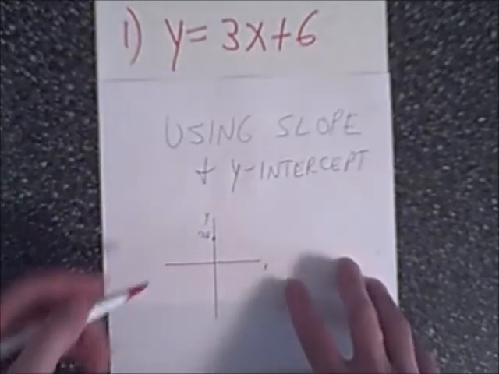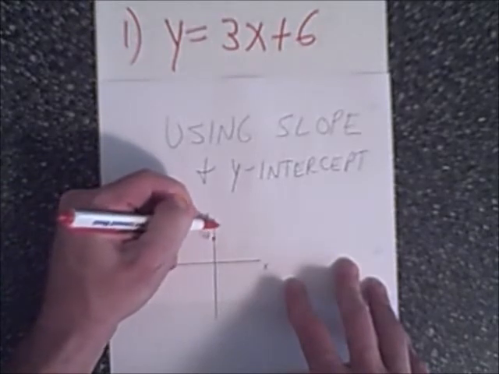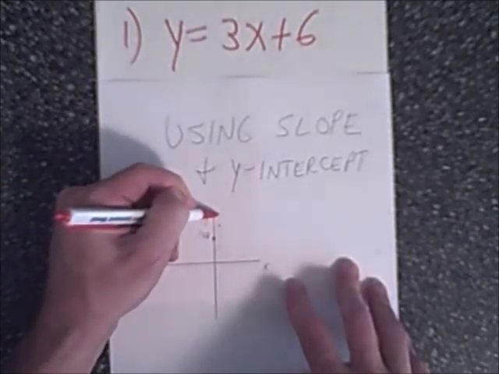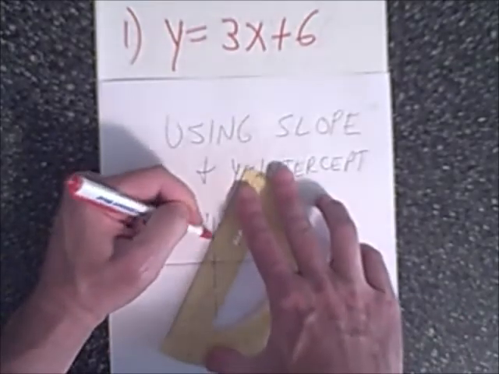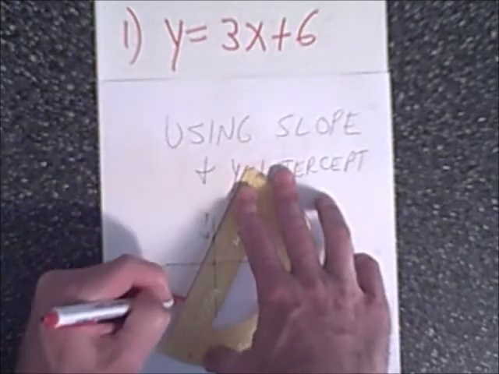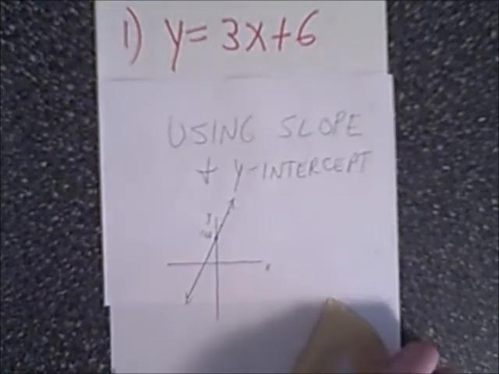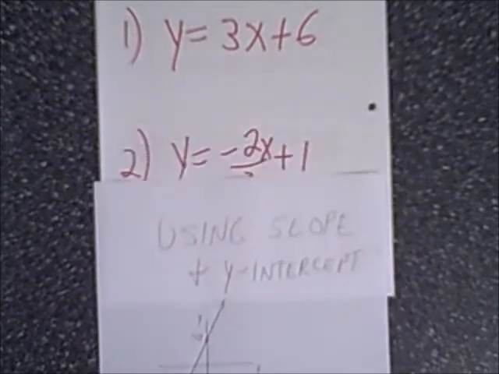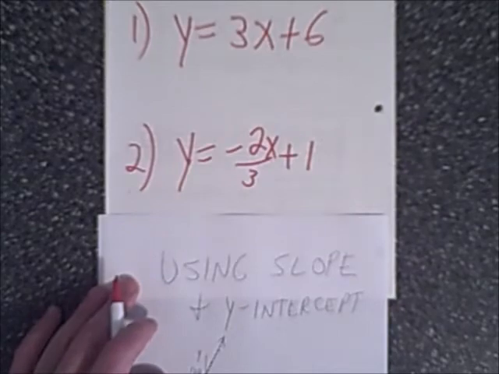So the slope, as you might recall, is rise over run. So we go up 1, 2, 3, and over 1. Up 1, 2, 3, over 1. And from there, you have your graph. And that is 3x plus 6. Okay? And in our second example, you would have y equals negative 2/3 x plus 1.